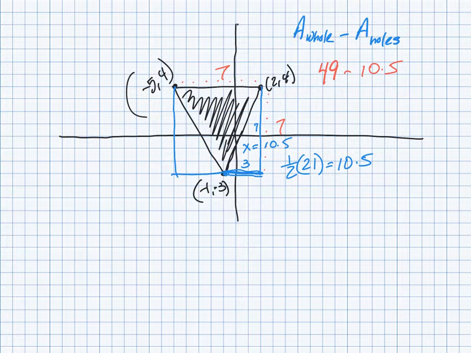And how will I find the one for this triangle? What are the dimensions? 7 again by 4, right? 1, 2, 3, 4. Remember, you count from the outside, from point to point. And that's 28 divided by 2, which is 14. So then that's going to be minus 14. So we'll have 49 minus 10.5 minus 14. So the answer is 24.5. And that's how you're going to do it.